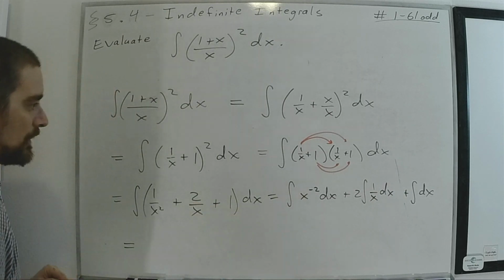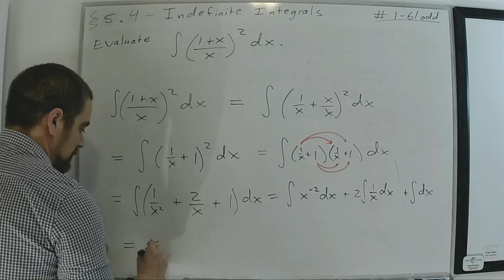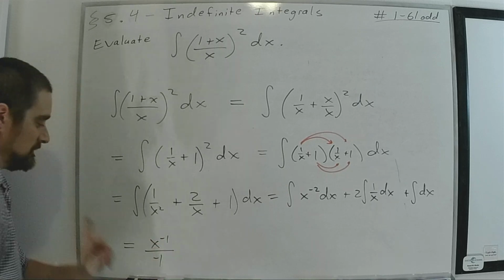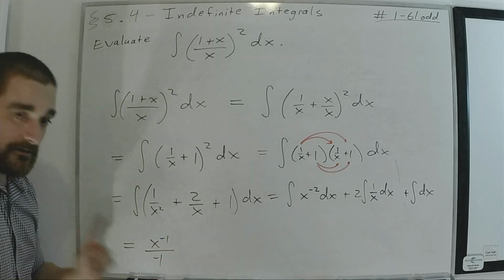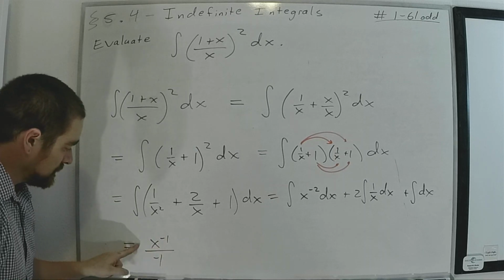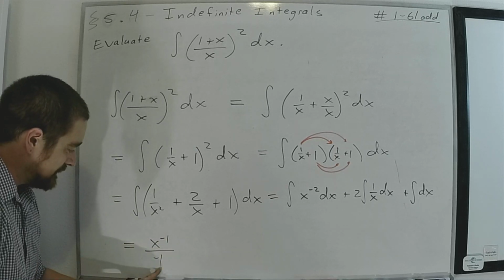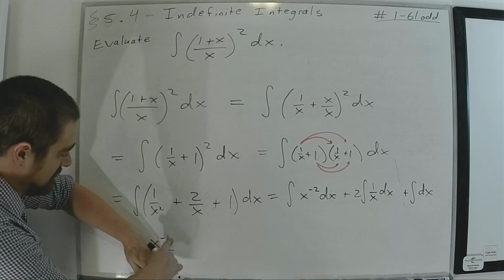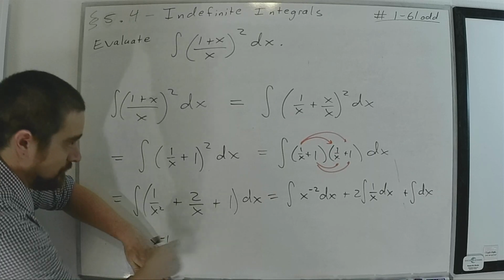Add 1 to this power and divide by that new power. That's x to the negative 1, which means I have to divide by negative 1. Because again, if I differentiate this, the negative 1 comes down and should cancel with the denominator's negative 1 to give me x to the negative 1 minus 1, which is negative 2. Perfect.